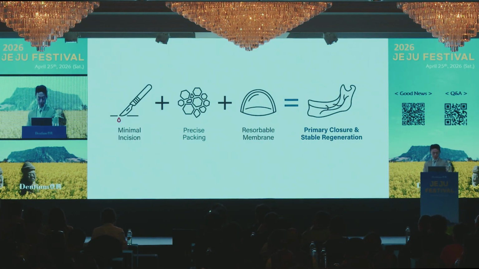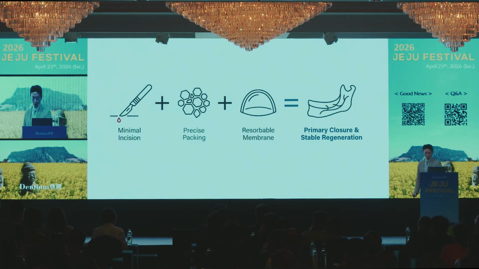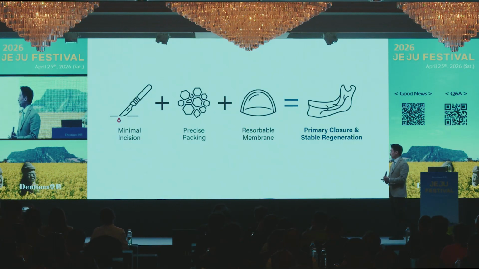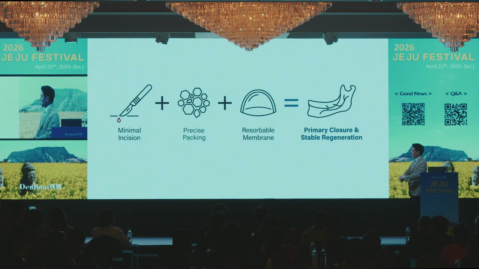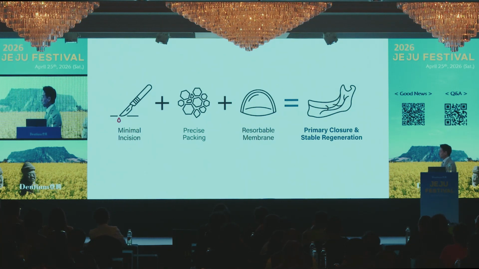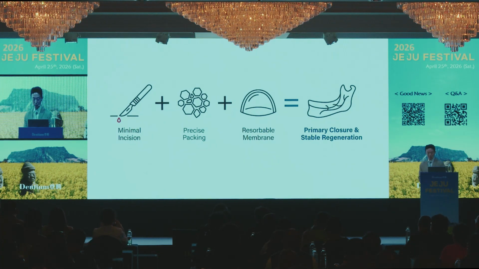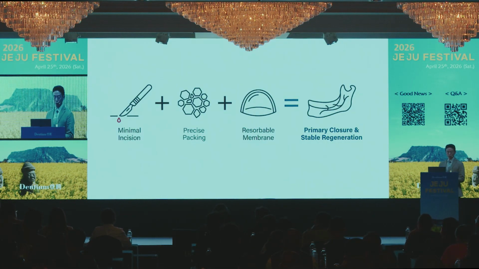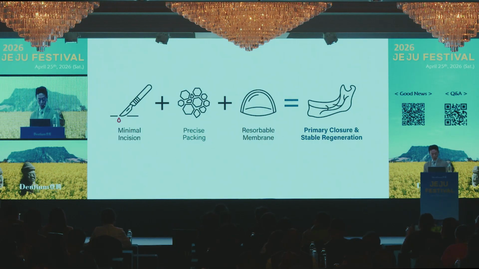In most simple GBR cases, complications are rare if we follow a few principles: minimal incision, precise packing, resorbable membrane. With these 3 factors, we can achieve primary closure and stable regeneration. These factors are the essential factors for stable bone regeneration.